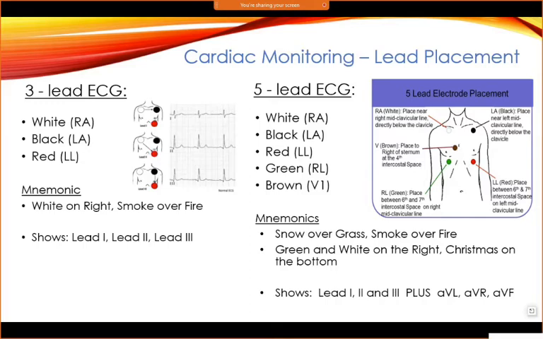And basically, the closer you are to your electrodes, the better the electricity you read. So, you can hook up 3 leads, you can hook up 5 leads. They just give you more information, and they're just double checks on each other.